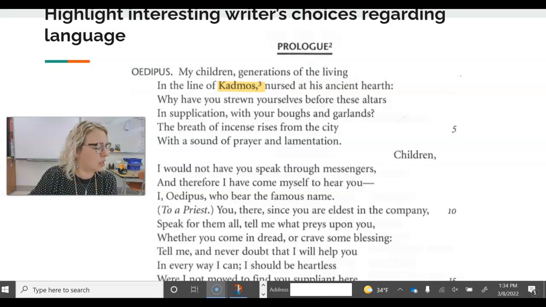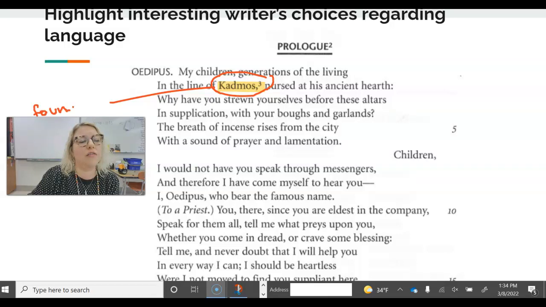So the first thing that we're asked to look at is diction, repetitions, interesting word choices. I highlighted Cadmos. I guess that's an allusion. Maybe you want to circle it and write the definition in the margin. However you want to deal with it, that certainly should be dealt with. If you look down at the bottom of the page, you'll see that little 3 again. It's a footnote, right? And it says founder of Thebes. So we know that is the founder of Thebes.